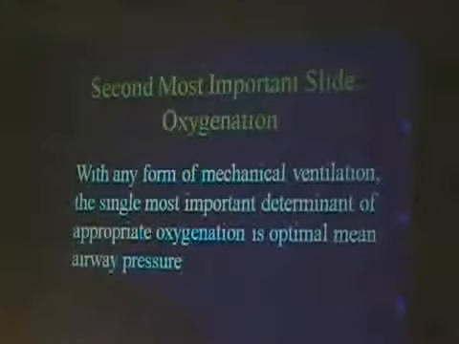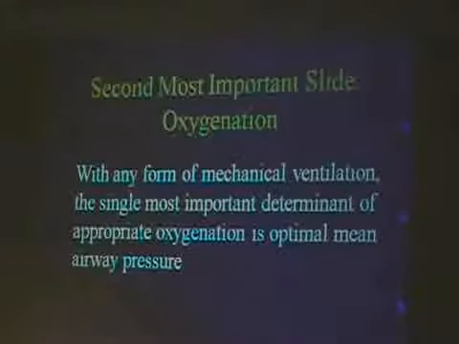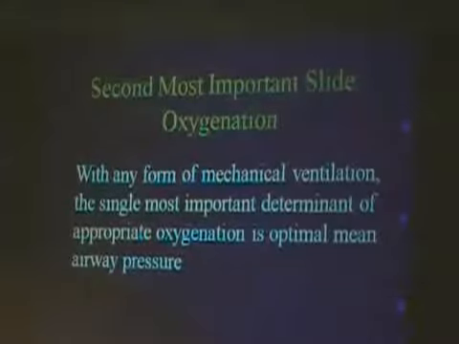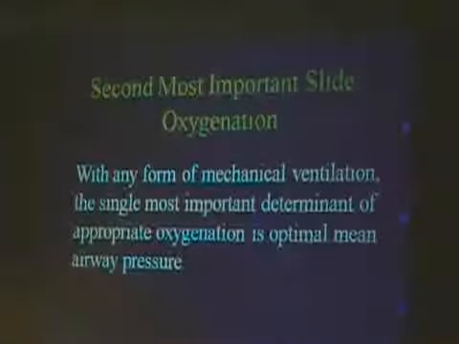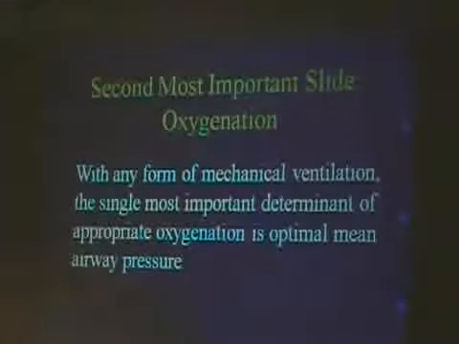With oxygenation, with any form of mechanical ventilation, the single most important determinant of appropriate oxygenation is optimal mean airway pressure. So the 2 key words there are appropriate oxygenation, that is, we're keeping your oxygenation where you want it to be, and optimal. Because we can oxygenate somebody at a very bad mean airway pressure, but that is not optimal, and that leads to lung damage.